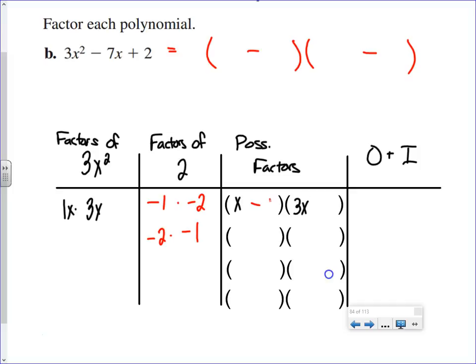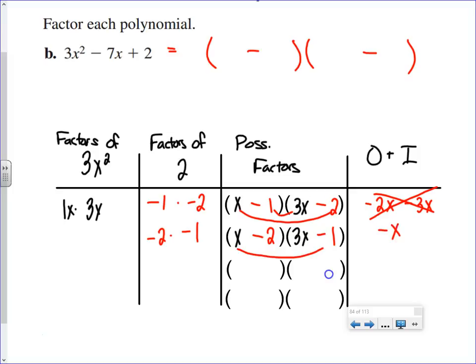So let's try with minus 1, minus 2. And then if we need to, we can try minus 2 and minus 1. One of them is right. What's the outer for this one? Negative 2x. What's the inner for this one? Negative 3x. What is negative 2x plus negative 3x? Negative 5x, sorry. We need 7x. So is this one right? No. Hopefully, cross your fingers.